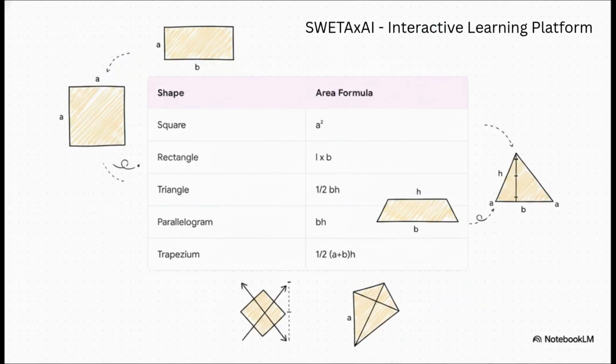And this brilliantly illustrates how we calculate the space inside those shapes. Because area is two-dimensional, you're going to notice a really distinct pattern here. We're almost always multiplying two dimensions together. Whether that's squaring a side, multiplying length by breadth, or having the product of diagonals for a kite, it's all about multiplying dimensions to map out that internal space.